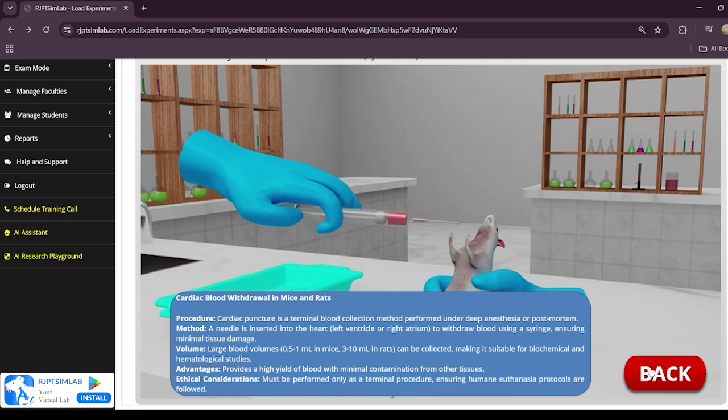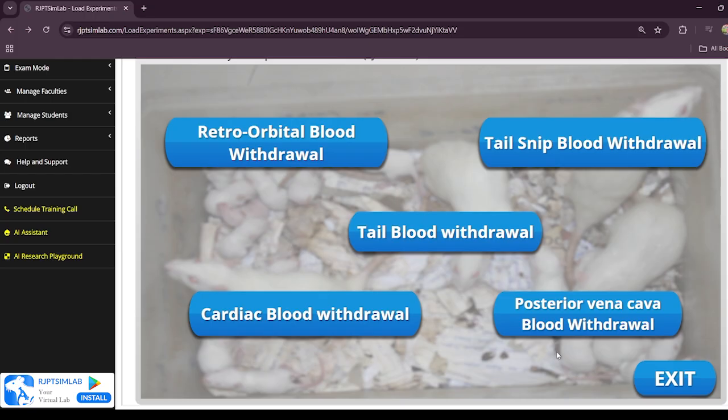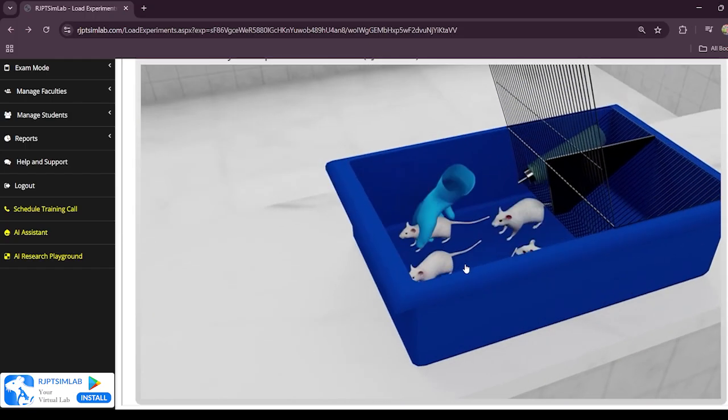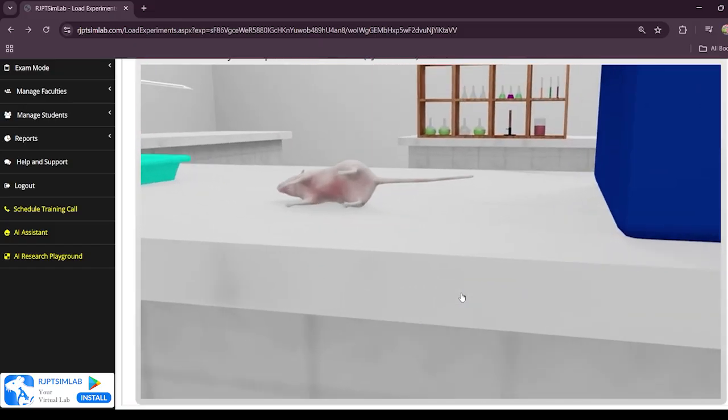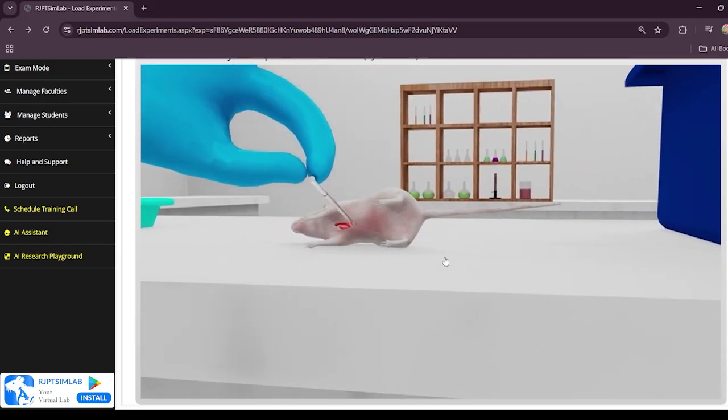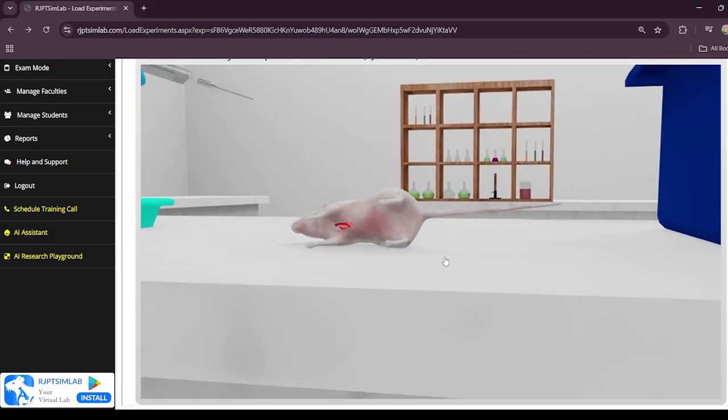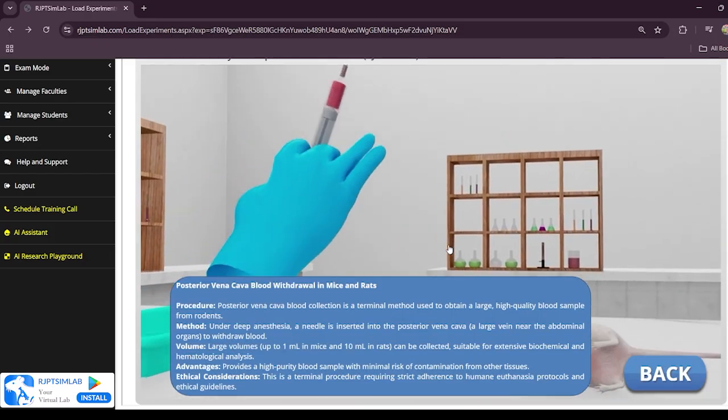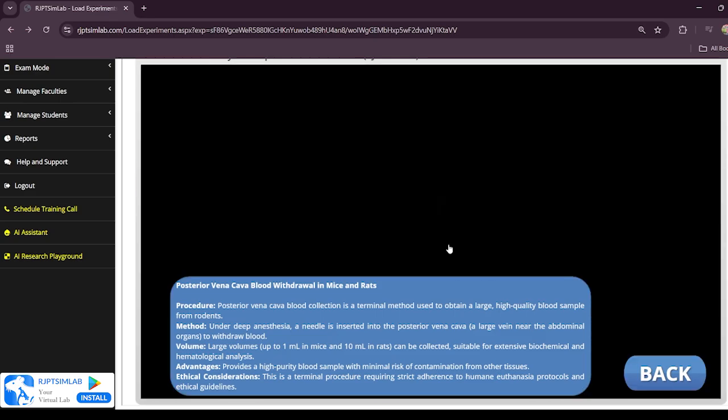And the last technique, the fifth technique, is the posterior vena cava blood withdrawal technique. In this technique, again, we will take out our animal and in the abdominal region or slightly above the abdominal region, we will insert the needle where the posterior vena cava lies. And with the help of a needle and syringe, we will withdraw blood from the posterior vena cava.